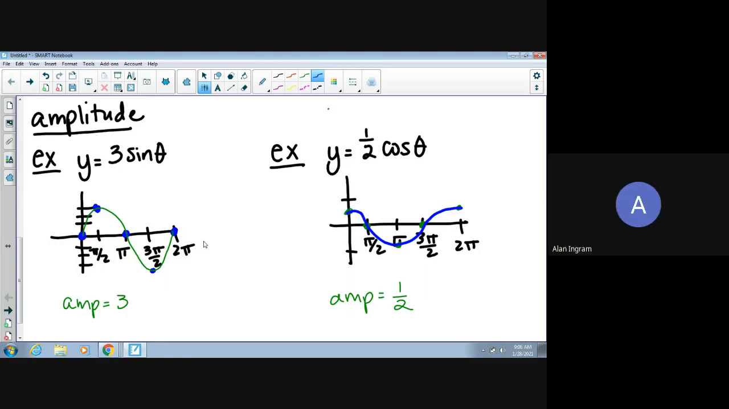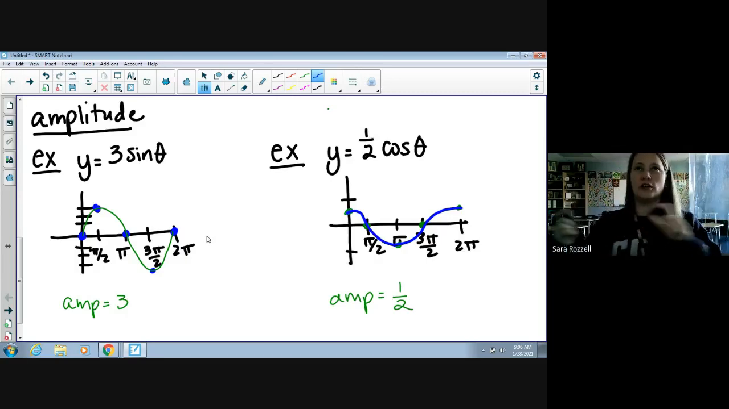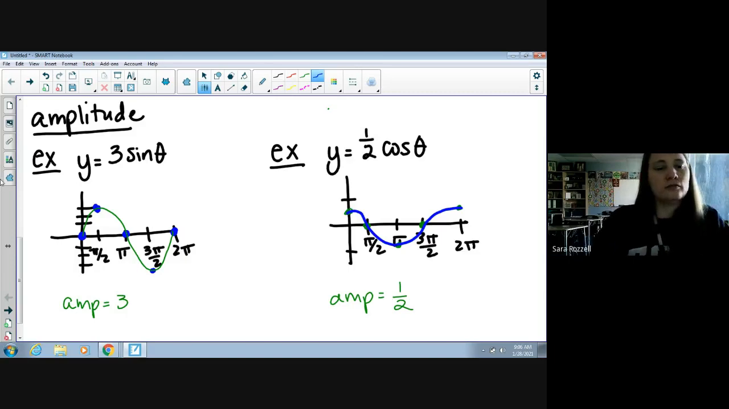Is this all we're learning, or is there more? This is just the vertical stretch. We're going to do horizontal stretch and compress. We're going to do vertical and horizontal shifts. So after those 3 things, that's all.